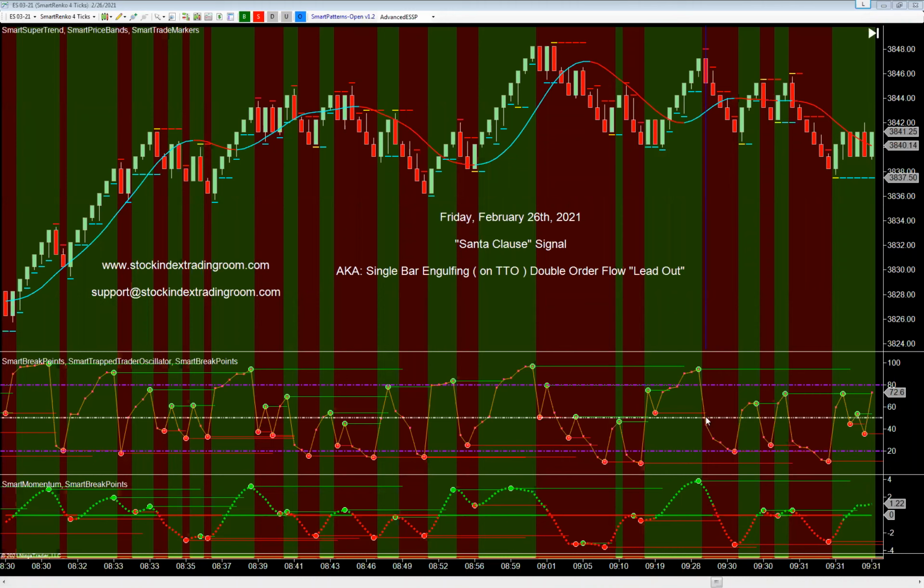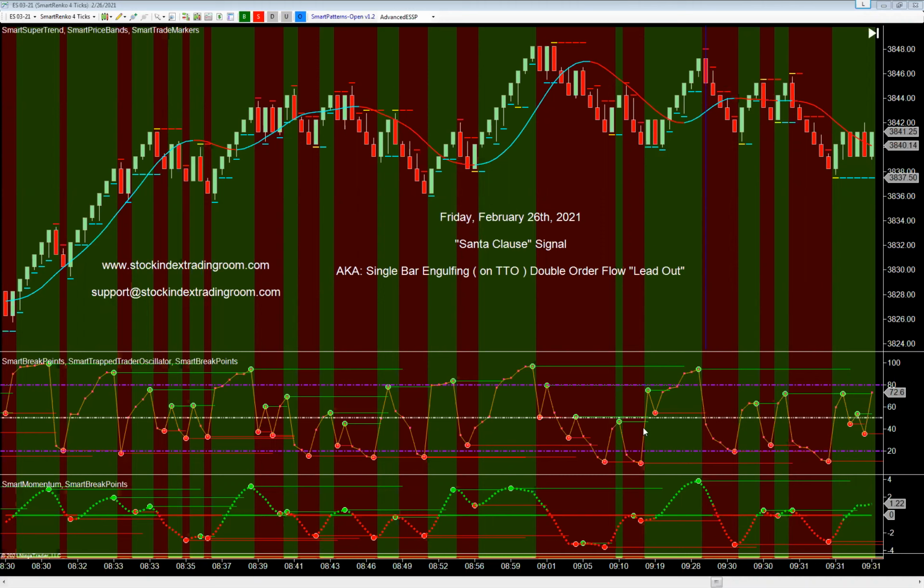our midpoint line is very powerful, but also a red smart breakpoint horizontal line. This is Trapped Trader Oscillator saying, I'm leading price down. And on this bar, of course, you can see price went down.